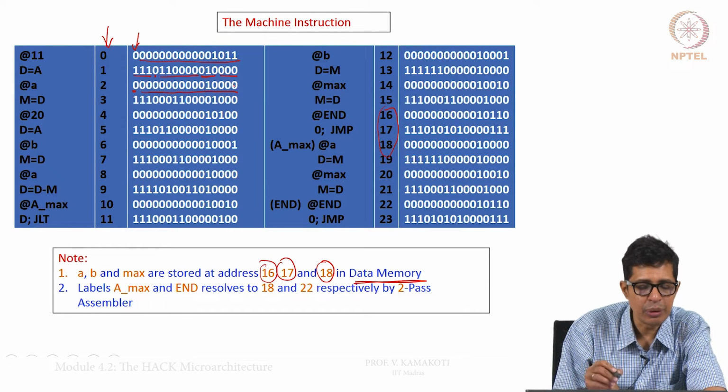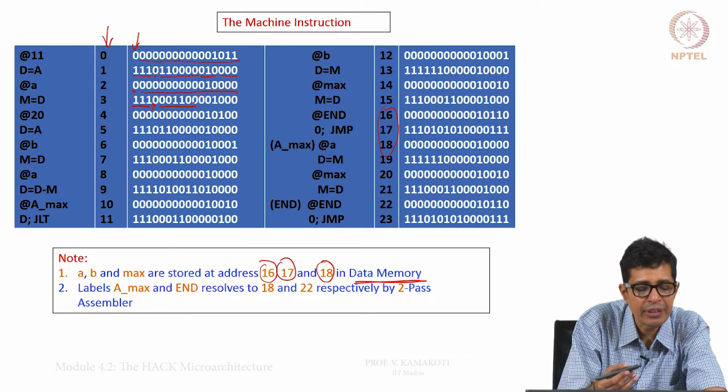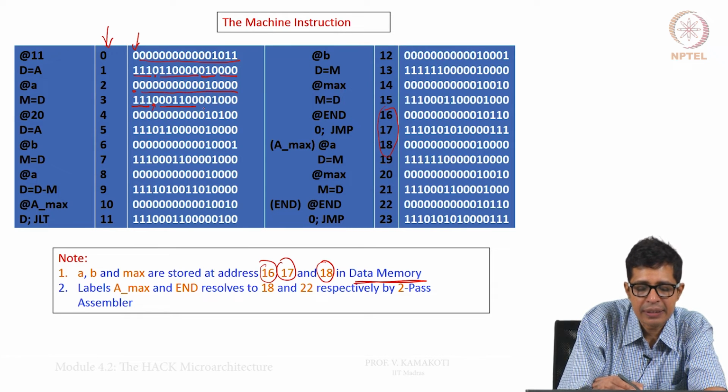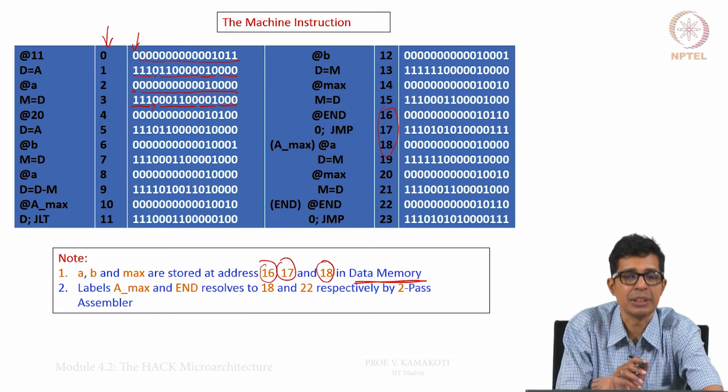Now, I am saying M equal to D, again this is a C instruction, so the first 3 bits are here. This A basically decides the source operand, and 001100 are the corresponding computation bits. Then these 3 bits, 001, essentially say that the destination is M, and the last 3 zeros say that it is not a jump instruction.